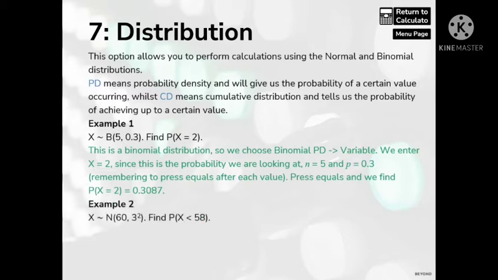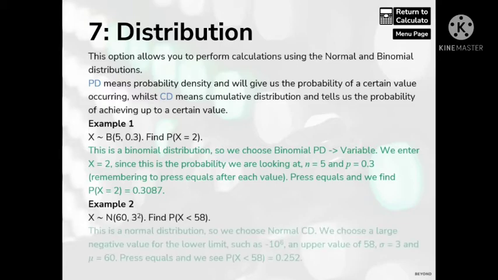Second one, we want when x is a normal distribution with mean 60 and variance 3 squared, be careful. Find the probability when x is less than 58. This is the normal distribution, so we choose normal CD. We choose a large negative value for the lower limit, such as minus 10 to the 6, and an upper value of 58 as in the question. And remember, the standard deviation is the square root of the variance, which is the square root of 9, which is just 3, and the mean is 60. Press equals, and we get the probability of x being less than 58 is 0.252.